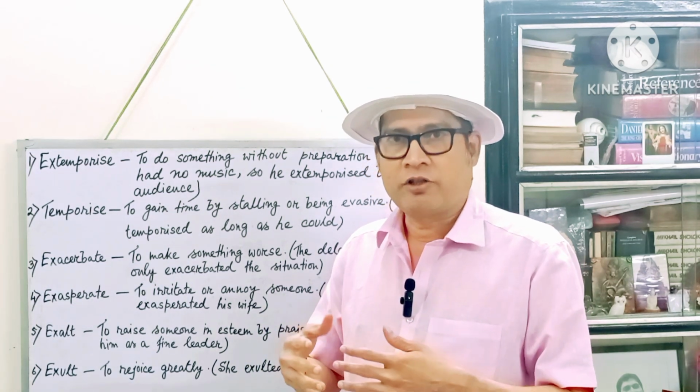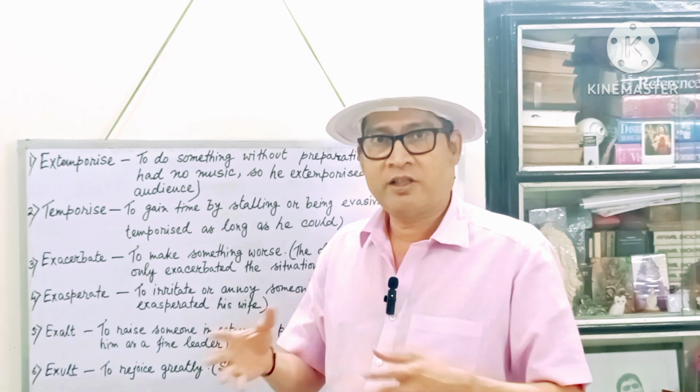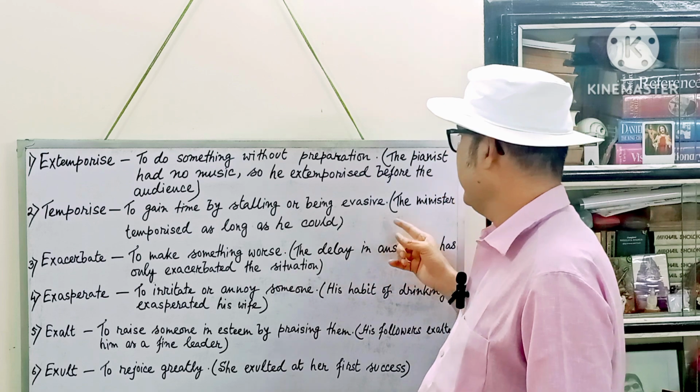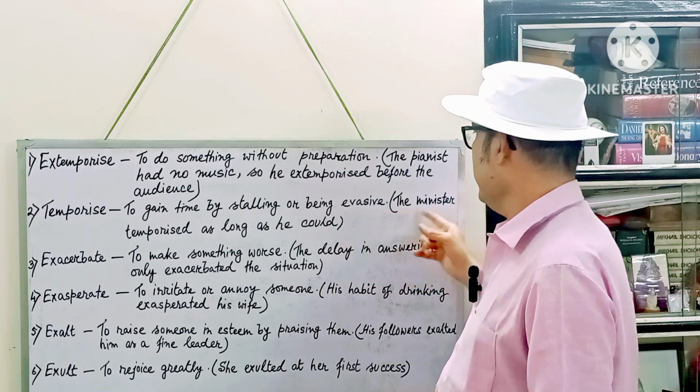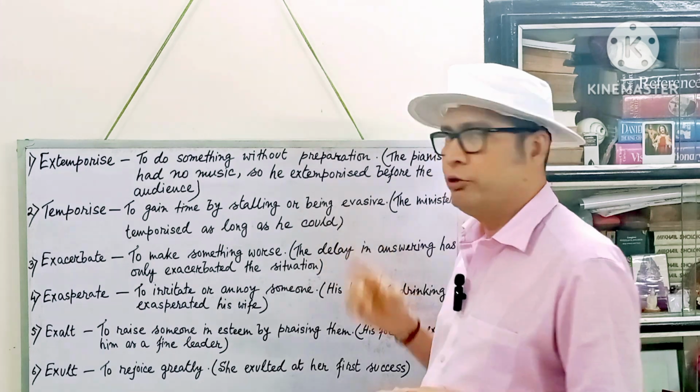Because you are not willing, perhaps you are reluctant to do that. Reluctant means unwilling. You are unwilling to do that. Now let's look at the example sentence. The minister temporized as long as he could.